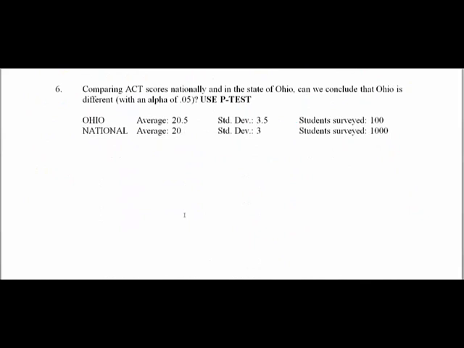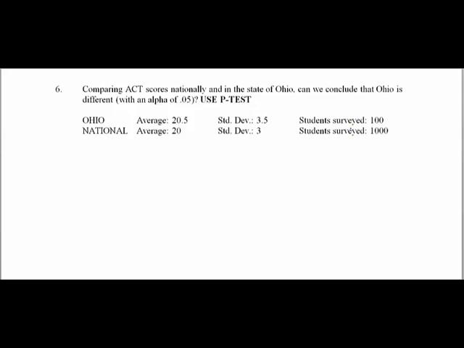So for our last one, we're going to be taking a look at some fictitious data that I just kind of made up. I just thought it'd be maybe a clever problem here to do an ACT comparison in Ohio versus the national average. So let's just assume that Ohio did a random survey of 100 people and found that their average score was 20.5 and the standard deviation was 3.5. The national average was 20 with a standard deviation of 3. The sample size was much bigger here.